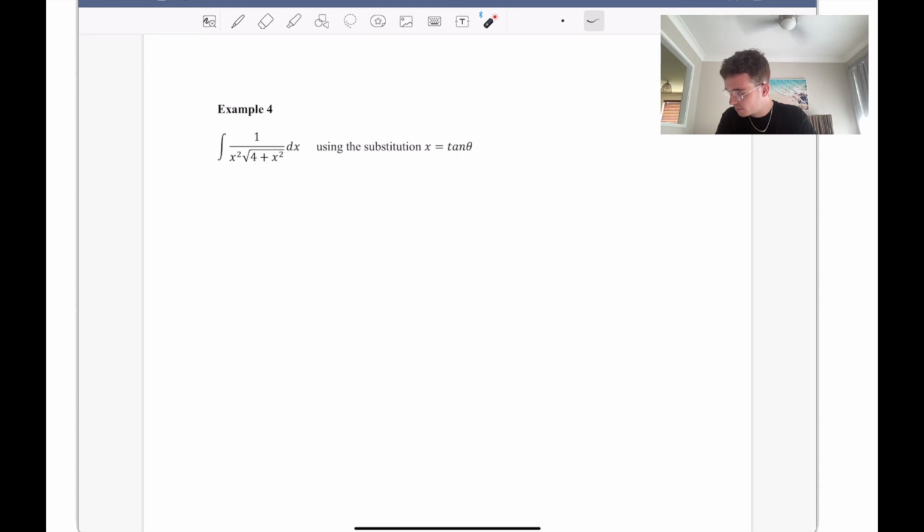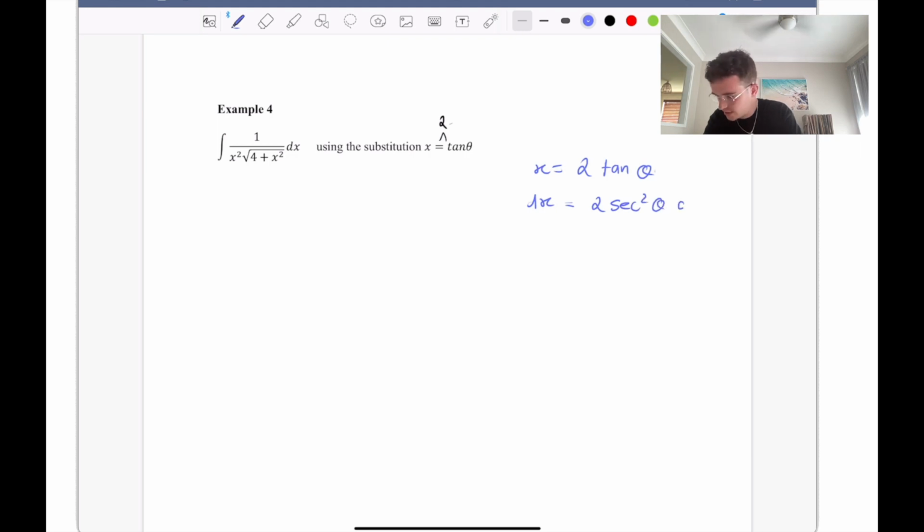Automatically when I see this question, I think to myself, I know that 1 plus x squared is equal to sec squared of x, and square root of sec squared of x, you get sec of x. Now I think there could be a little mistake in this question. I think this is meant to be 2 tan of theta. So if we let x equal 2 tan of theta, that means dx is equal to 2 sec squared theta d theta.